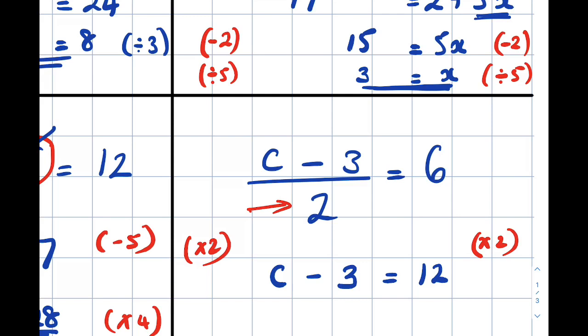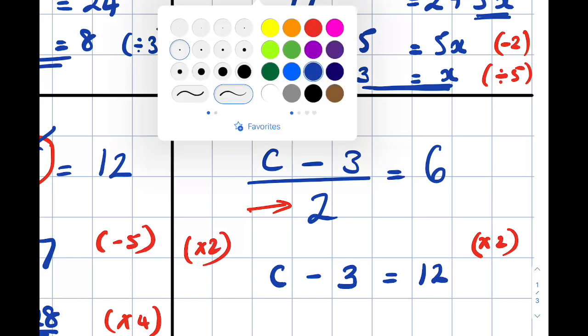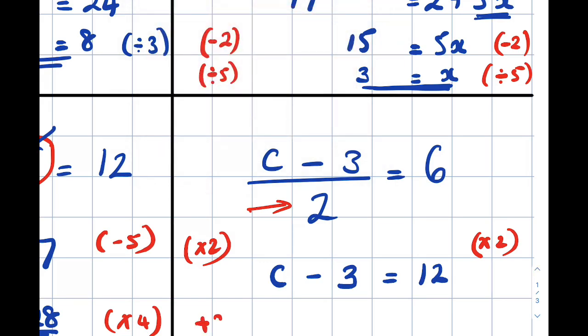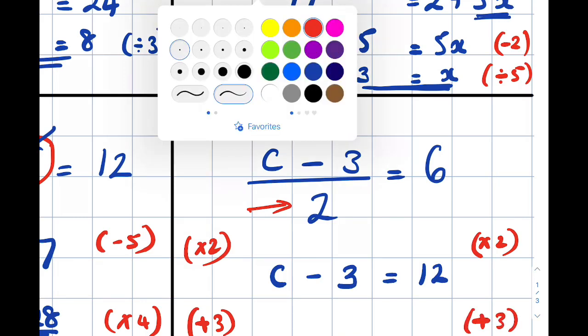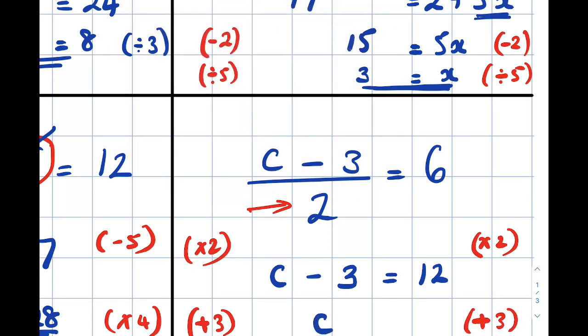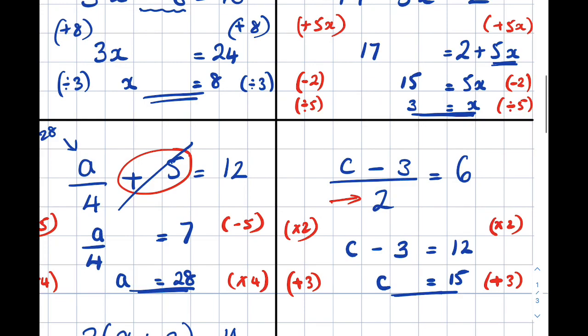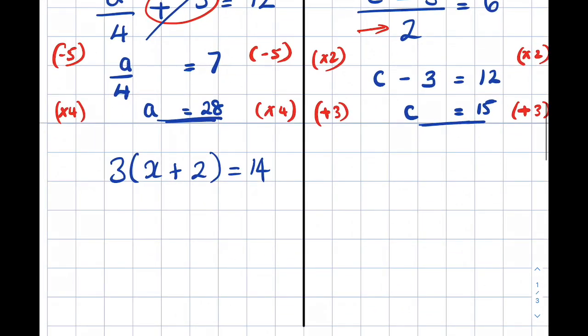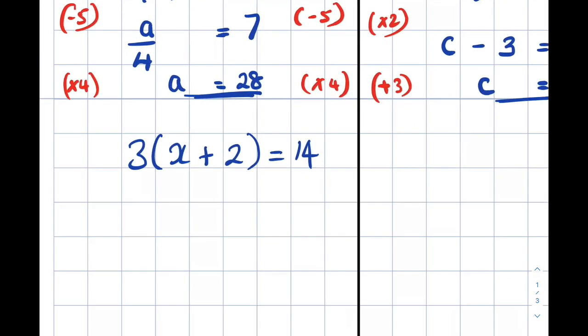We need to get rid of this negative 3, and to get rid of it we have to do plus 3 to both sides. So plus 3 to the left hand side and plus 3 to the right hand side. That will leave us with c equals 15. Hope that helps with those. One last one I've got ready here for you is this one.